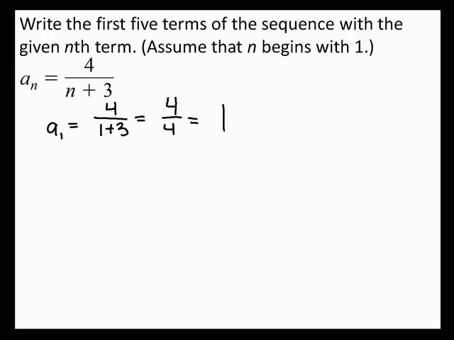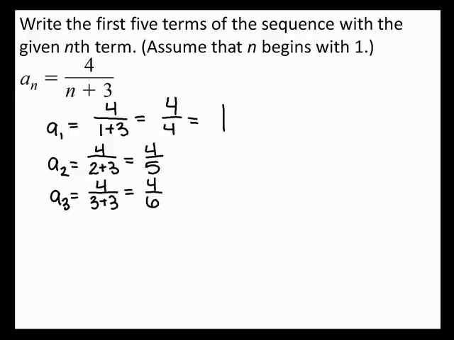Substitute 2 in for n. Simplify 2 plus 3. You find that a sub 2 is equal to 4/5. Substitute 3 in for n. Simplify 3 plus 3. Simplify 4 divided by 6. You find that a sub 3 is equal to 2/3. Substitute 4 in for n. Simplify 4 plus 3. You find that a sub 4 is equal to 4/7.